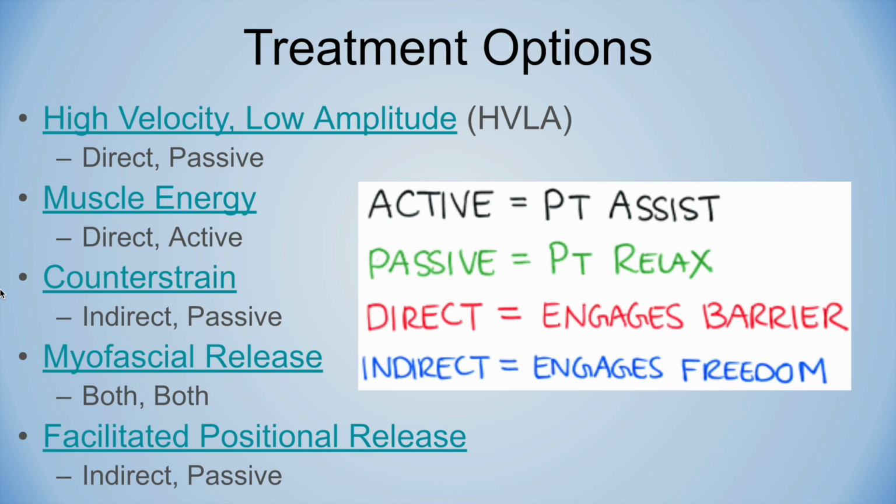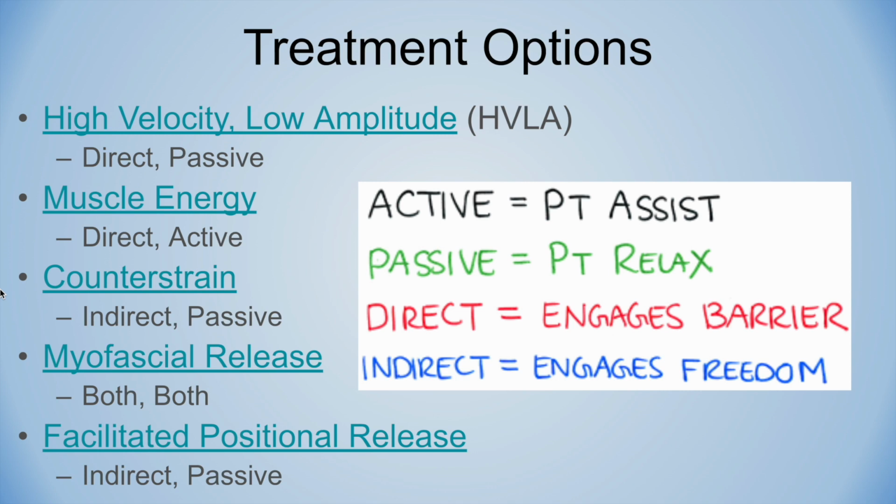And you might say, okay, what does direct mean? What does passive mean? Direct techniques are techniques where the joint is brought towards the barrier and you engage the barrier, as opposed to indirect techniques, which is when you bring the joint away from the barrier, or what we say is engaging the freedom, or where it sort of likes to be.